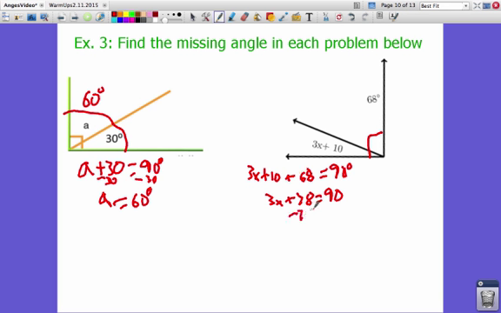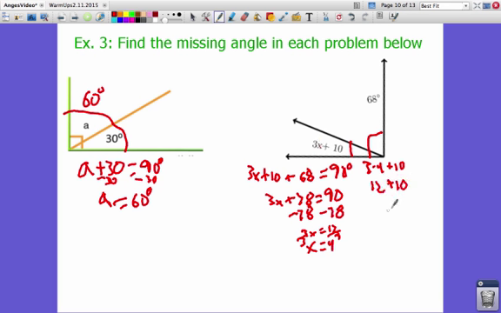Subtract 78 on both sides. I get 3x equals 12. So x equals 4. Divide both sides by 3. So now I know x equals 4. That's not what the problem's asking us. The problem is asking us, what is this missing angle? Well, to find the missing angle, we simply say, well, 3 times 4 plus 10, because this is 3x plus 10. 3 times 4 is 12.